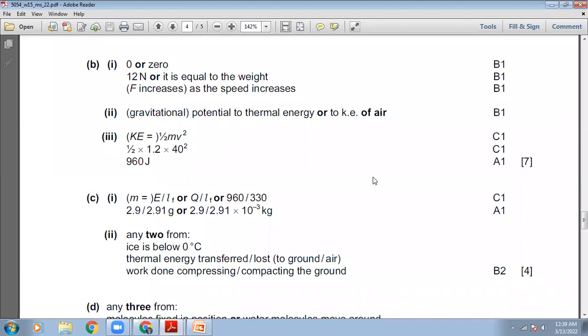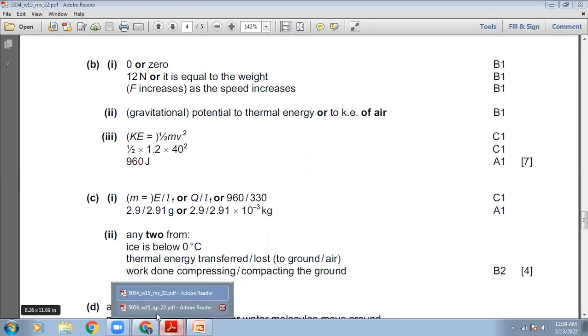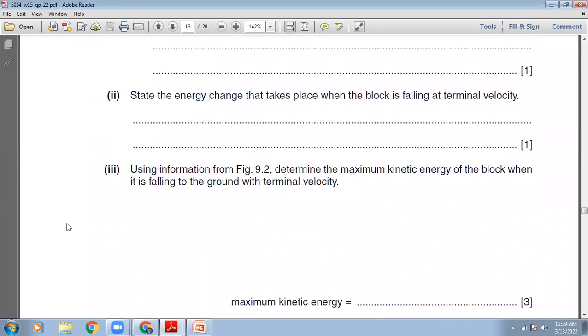Okay, so here is the marking scheme. It says 12 Newton as it is equal to the weight. F increases as the speed increases. And the first answer was 0. Okay, so our answers are right. So next question, second part.